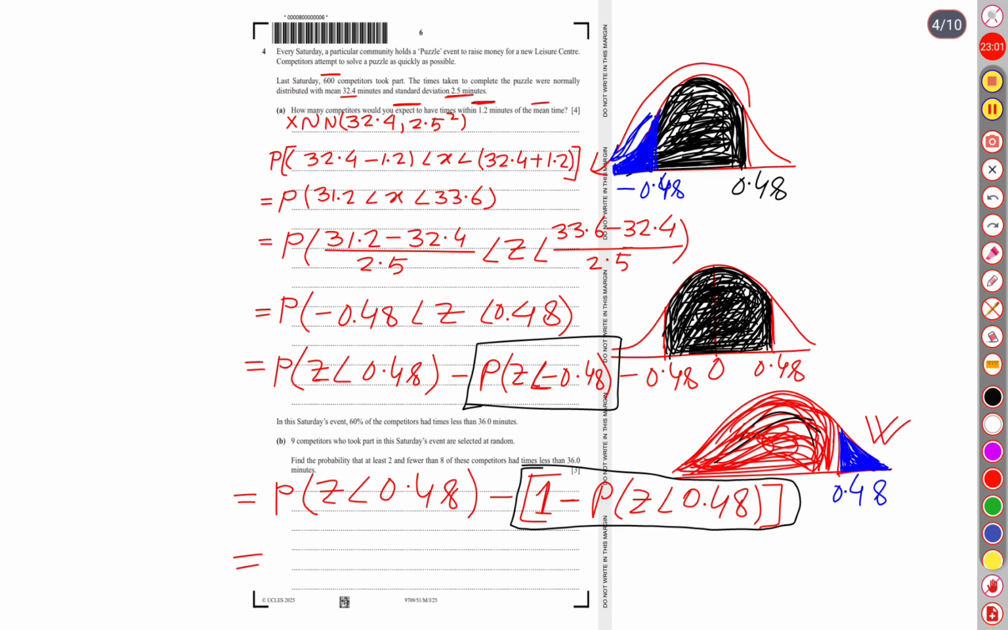0.6844 equal to 0.6844, then minus 1. If we dissolve the symbol sign, it is going to be plus. Again the z-score is same, so the corresponding probability is also 0.6844. If we simplify this, our result is going to be 0.3688. 0.3688 is our probability.